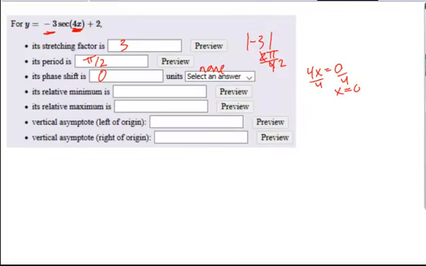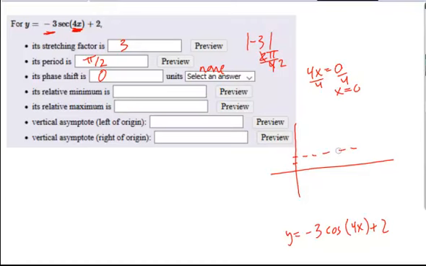These next pieces of information, the relative mins and maxes and then the asymptotes, are found by sketching the graph of this. The way I'm going to sketch the graph is to find the corresponding cosine function. So I take -3 times the reciprocal cosine of 4x plus 2, which gives me the reference graph that I'll use. If I set this up, I see that my graph gets shifted up 2. So here's where my midline is going to be located.